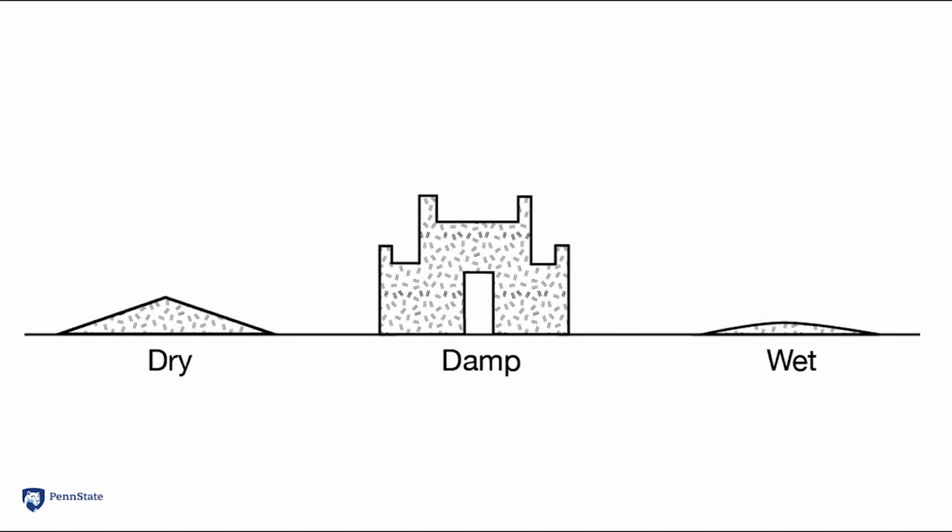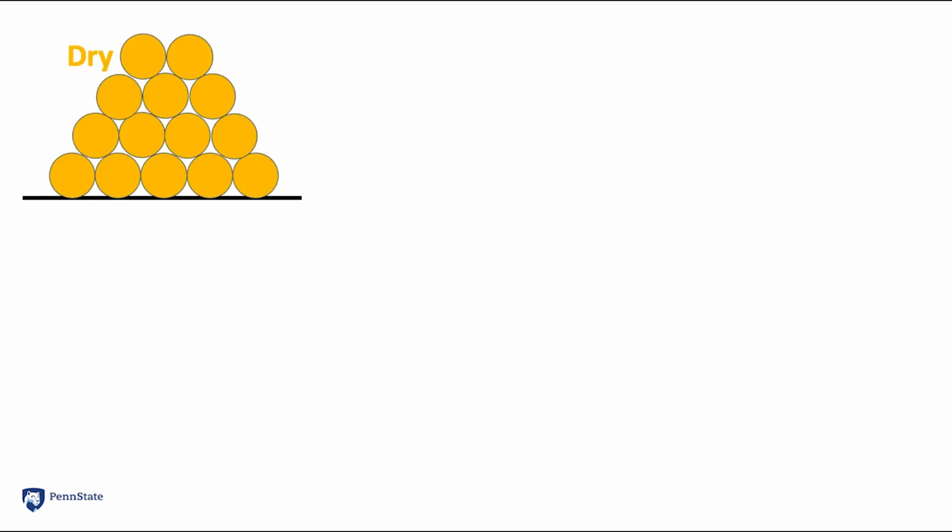So, what's going on with this dry, damp, wet sand? Really, what's going on down in it? Well, let's take a zoom in on the dry sand. These are individual grains of sand made bigger, and they make a nice pile that is sort of like this one.